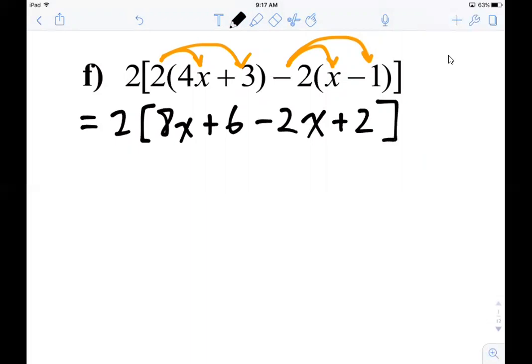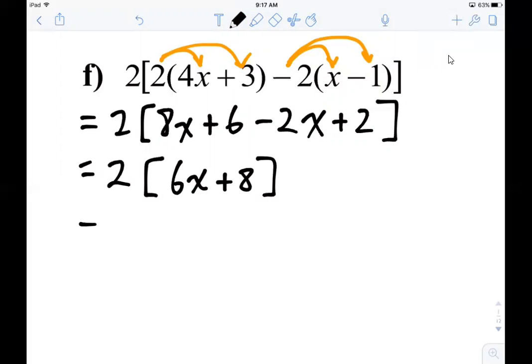Now, again, before I do anything with the 2 on the very outside, I should make everything inside my square brackets as simple as possible. So I'll keep my 2 on the outside for now and say that my 8x and my -2x become 6x, and +6 and +2 become +8. And now I can actually expand and multiply everything by 2. So that becomes 12x plus 16 in its final form.